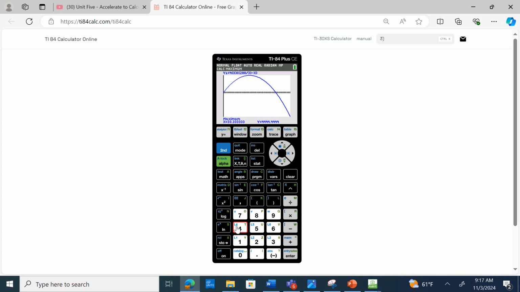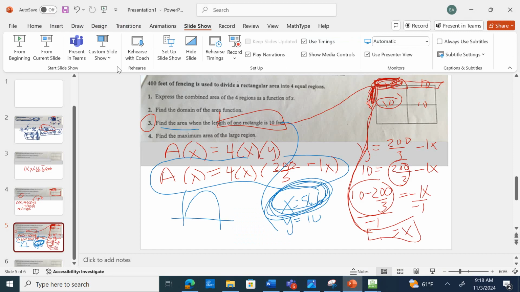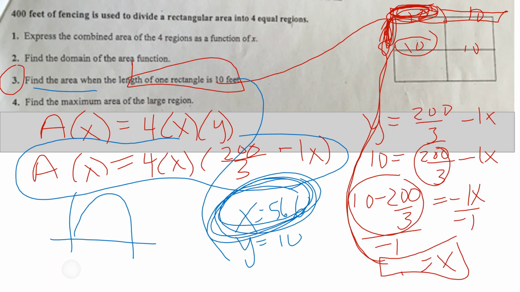So what does this tell me? Down below, I look at that x and y, what does this tell me? It tells me the maximum area of this shape, given the information of having 400 feet of the fencing, would be 4,444.4 repeating. That's the maximum area. That occurs when the width of one of the smaller rectangles is 33.3. So if I can come back up here, the maximum area will be achieved when this length of one of the four rectangles is 33.3 repeating feet.